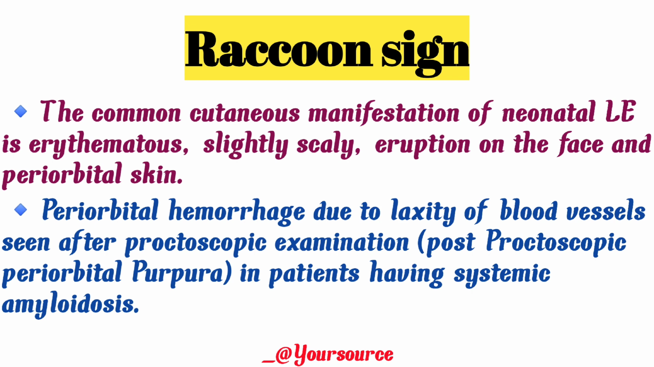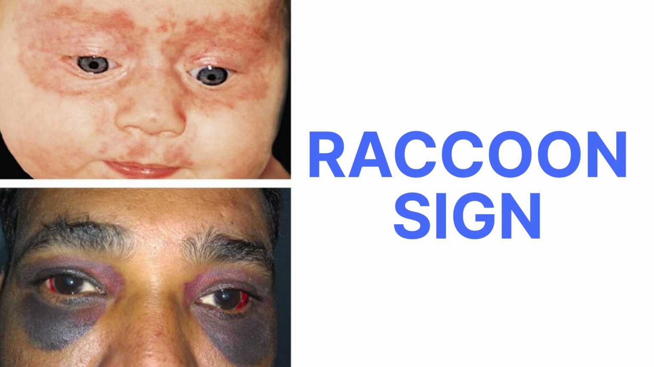Raccoon sign. The common cutaneous manifestation of neonatal lupus erythematosus is an erythematous, slightly scaly eruption on the face and periorbital skin. Periorbital hemorrhage due to laxity of blood vessels is seen after proctoscopic examination. Post-proctoscopic periorbital purpura in patients having systemic amyloidosis.